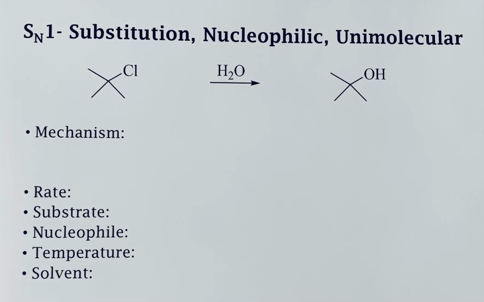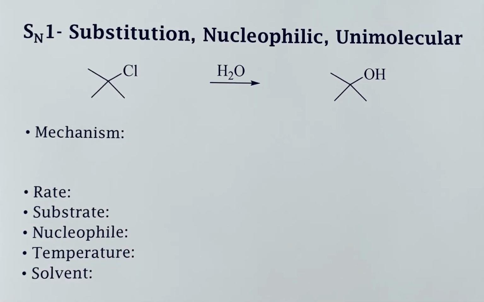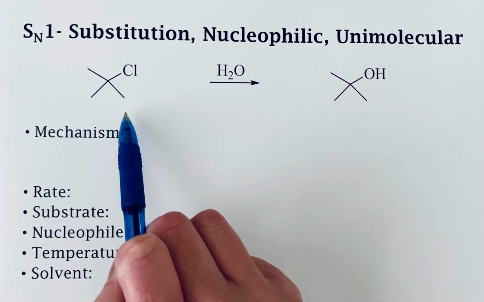Substitution, nucleophilic, unimolecular, or the SN1 reaction. So in any substitution reaction, you are substituting one group for another group. In this chapter, we're looking at all reactions of alkyl halides. So our substrates would be an alkyl halide, something like this.